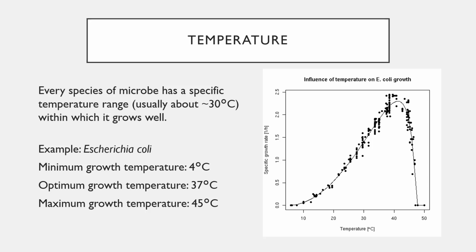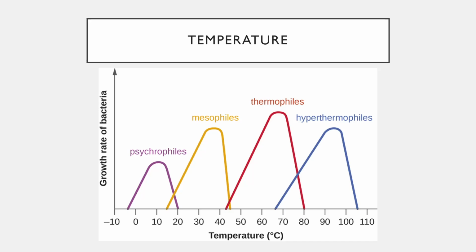Now, not every bacterium has the same growth temperature range here. So E. coli would be considered something called a mesophile. A mesophile is a bacterium that has an optimal growth temperature range that is somewhere in the range of human body temperature here. But there are also types of bacteria that grow well at much higher temperatures, as well as much lower temperatures. For example, psychrophiles are organisms that grow at much lower temperatures.